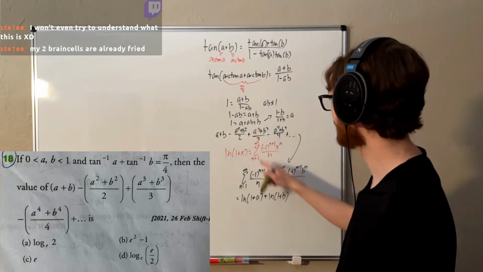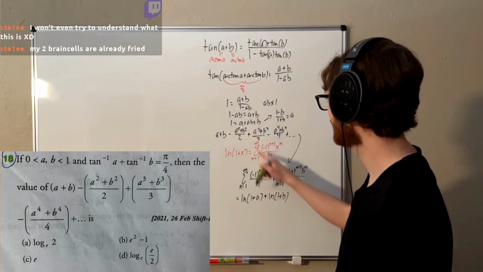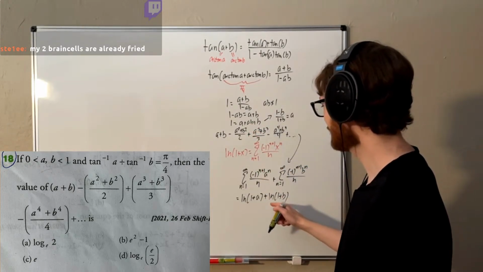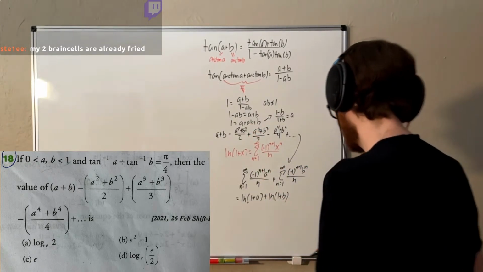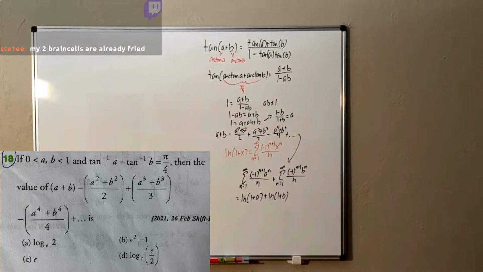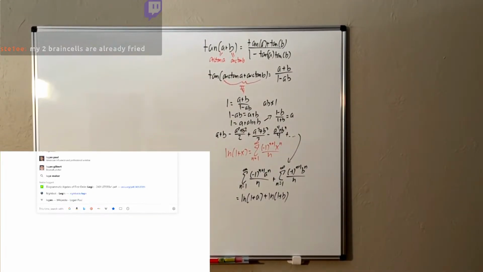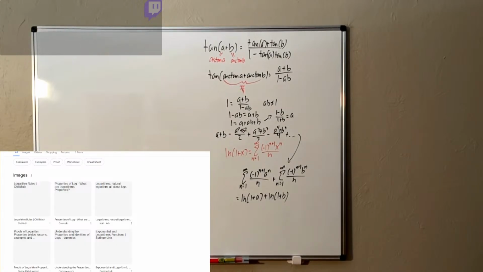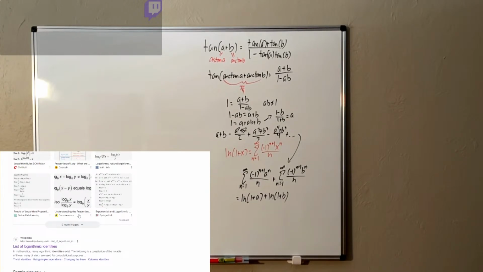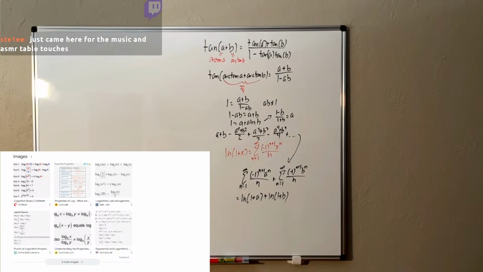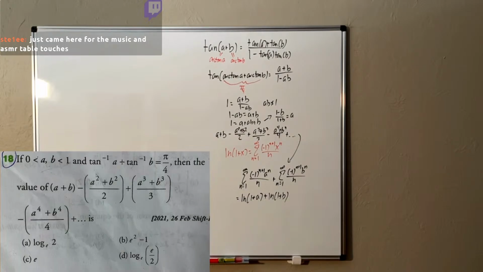This seems like we need to do this, right? So if you have 2 logs added, that means you can multiply the insides, right? I feel like I'm getting my log identities mixed up now. Okay, good. You can multiply the insides if you have 2 logs added.